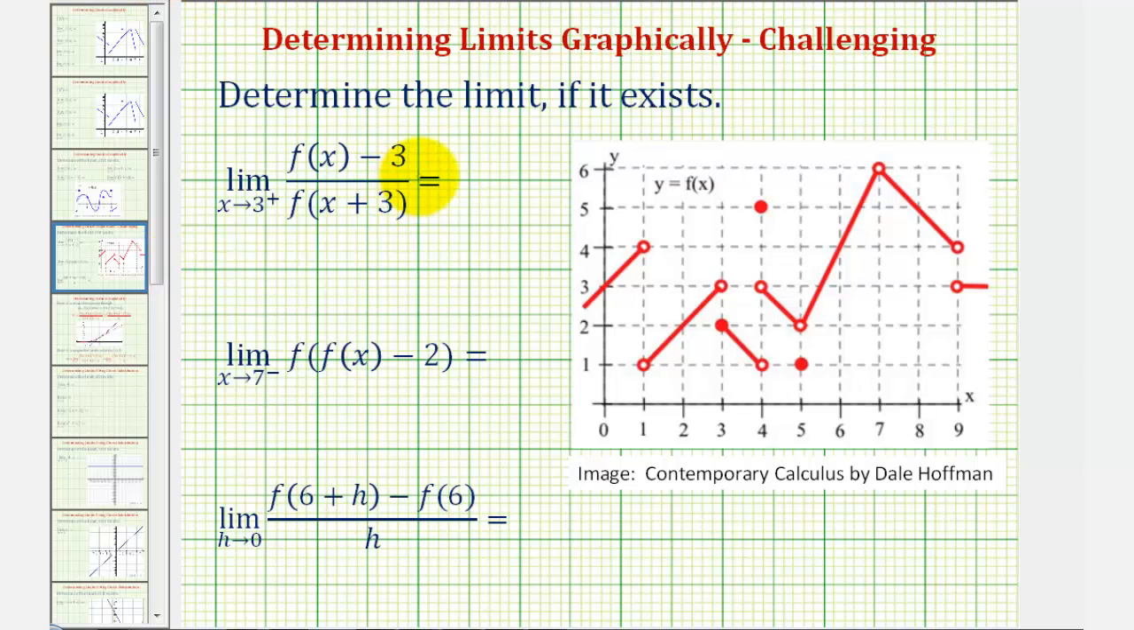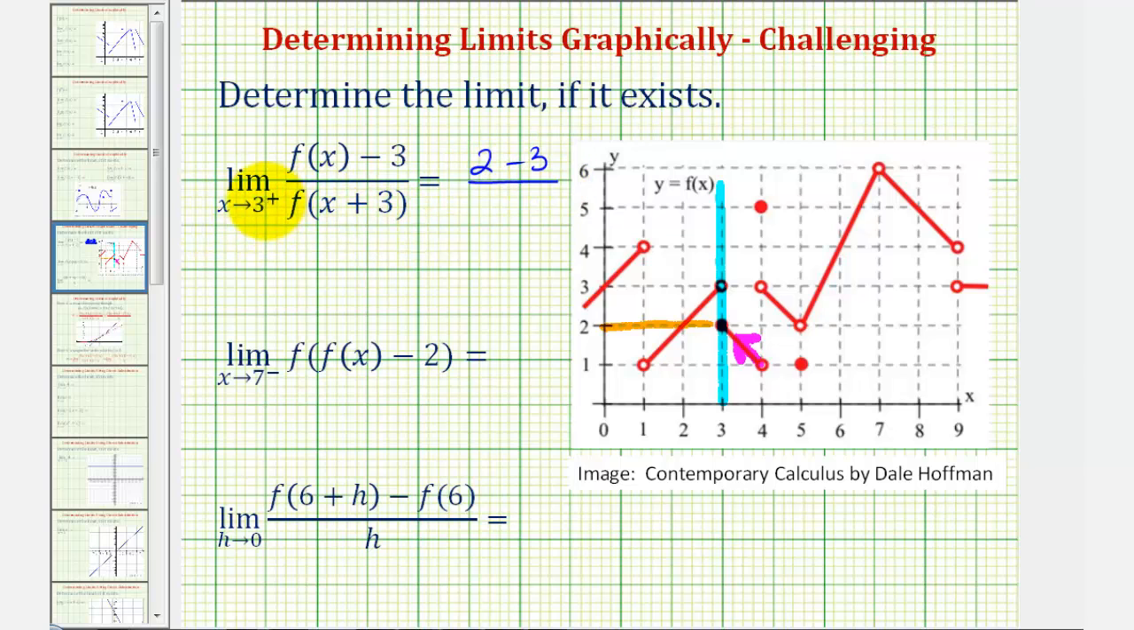To determine this limit, we'll consider what's happening to the numerator and denominator separately. So beginning with the numerator, let's see what's happening to f of x minus 3 as x approaches 3 from the right. Looking at the graph, here's where x equals 3. And if we approach 3 from the right, or from the positive side, we're approaching from this direction here. Notice how the y value or function value is approaching positive 2. And therefore the numerator would be positive 2, and then we have minus 3.